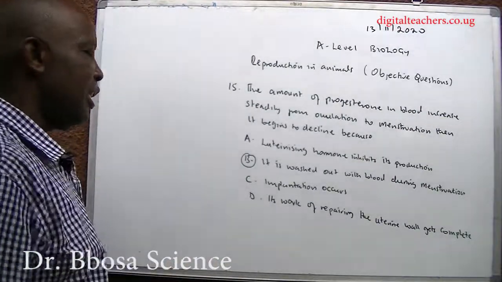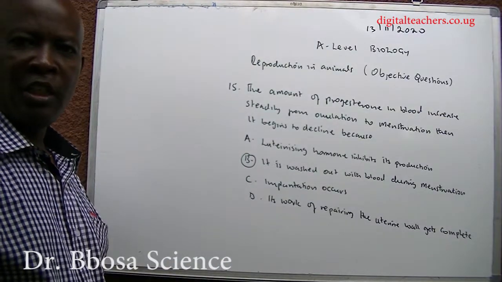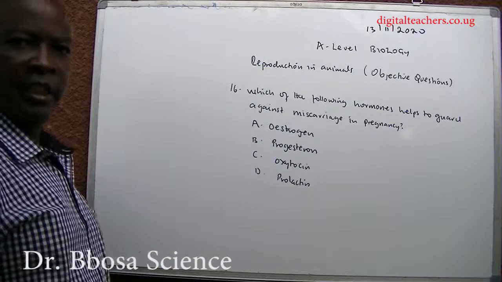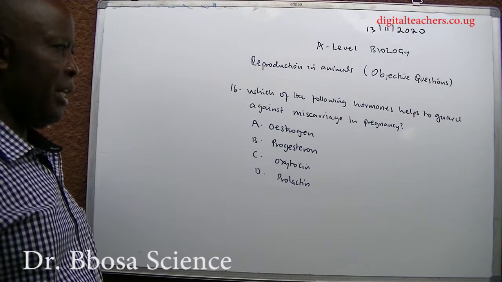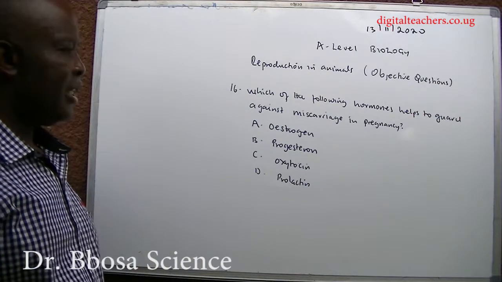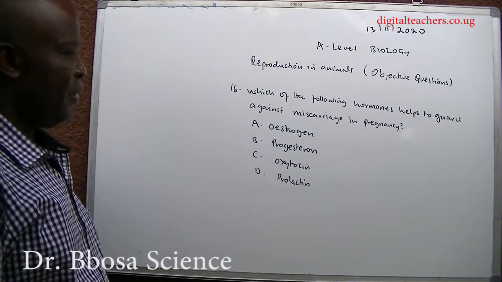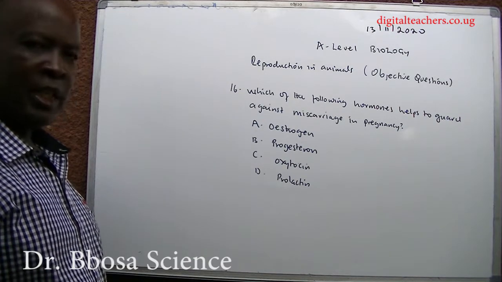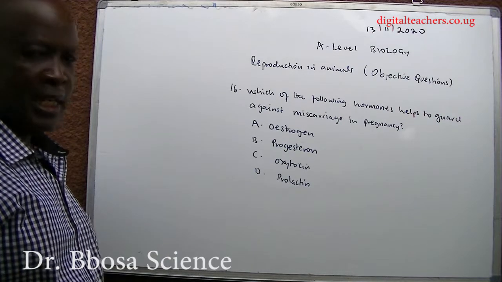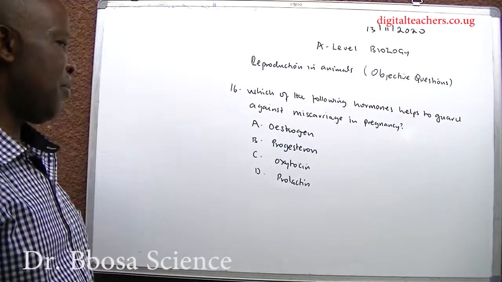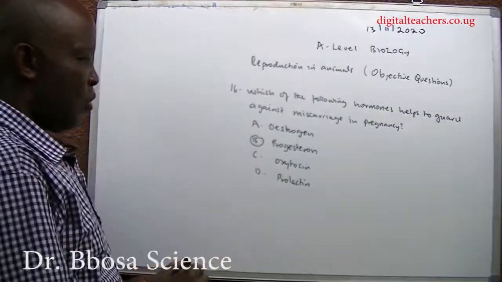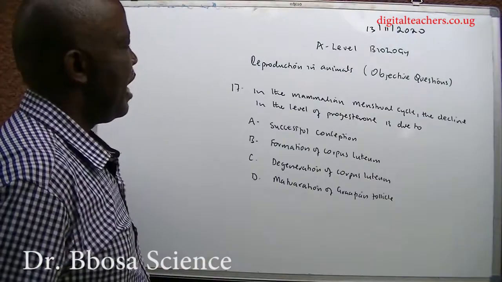Yet its production decreases because the corpus luteum degenerates. Number 16. Which of the following hormones helps to guard against miscarriage in pregnancy? A. Estrogen. B. Progesterone. C. Oxytocin. D. Prolactin. You can pause and answer. The answer is progesterone.